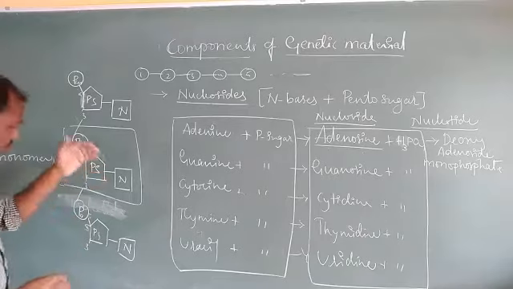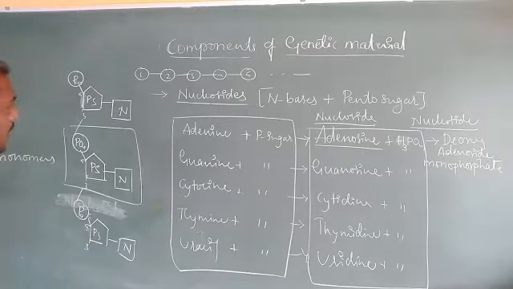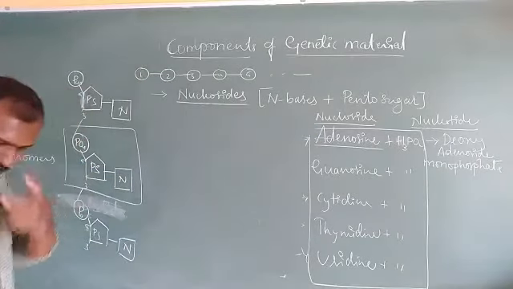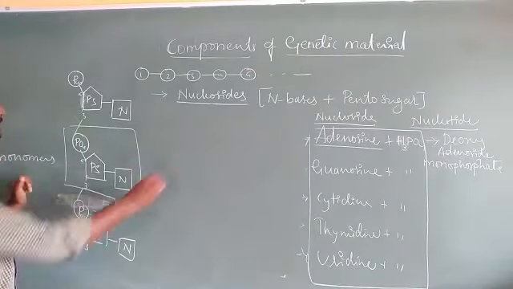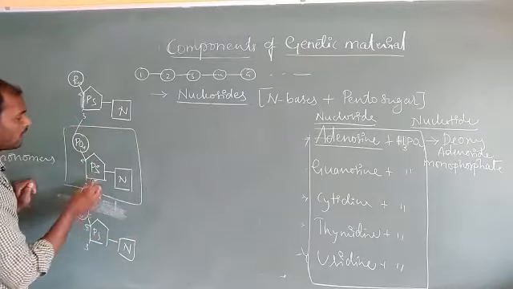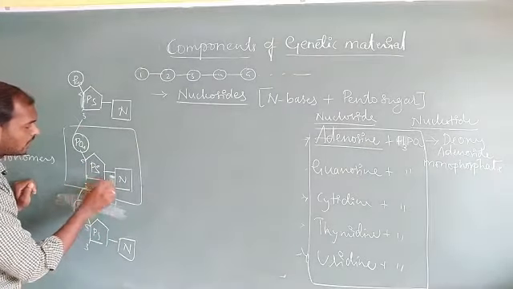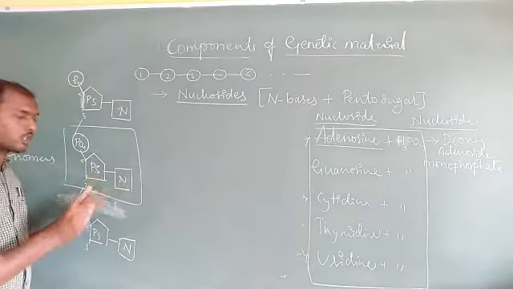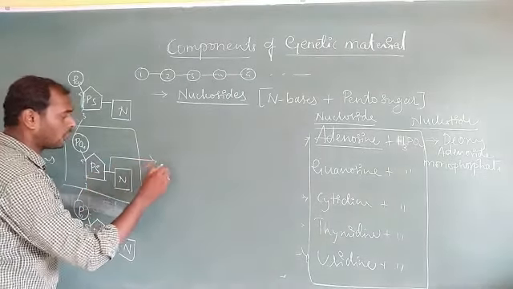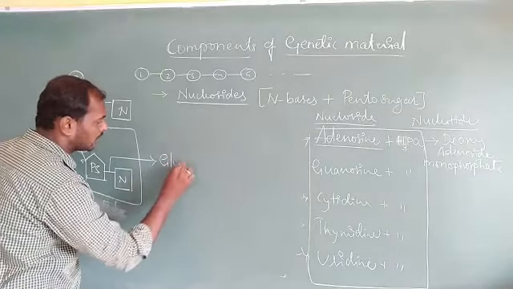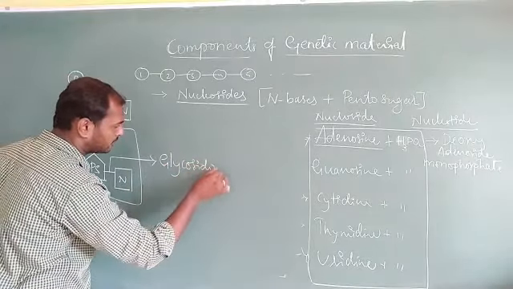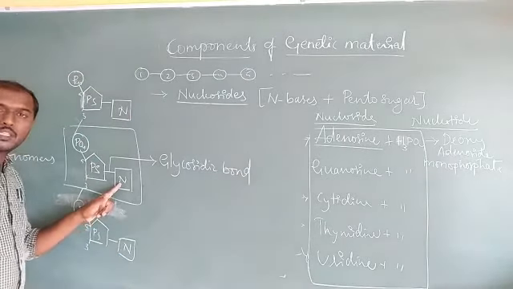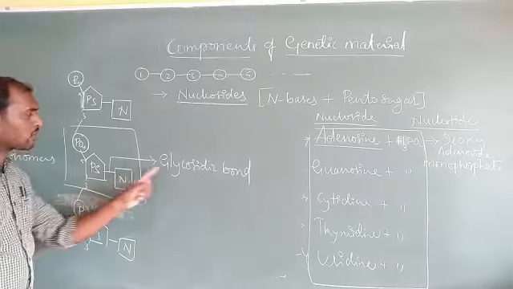So we are going to get different kinds of bonds here. Okay, different kinds of bonds we are going to see here. The first one, the bond which is going to form between the pentose sugar as well as the nitrogen base, is called a glycosidic bond. So a bond formed between the sugar and another molecule, we call it a glycosidic bond.